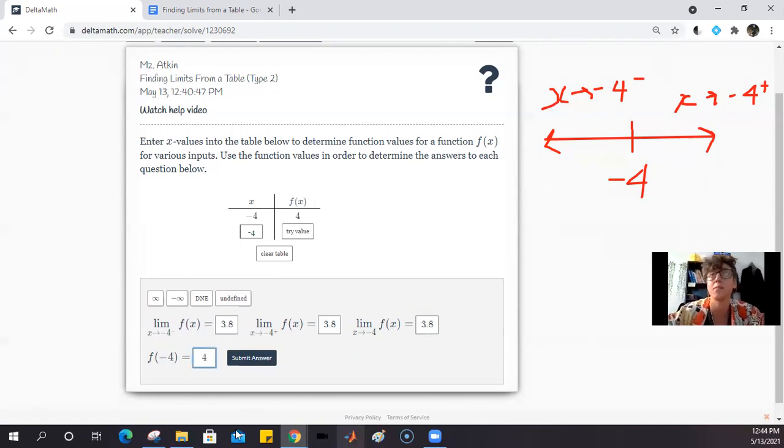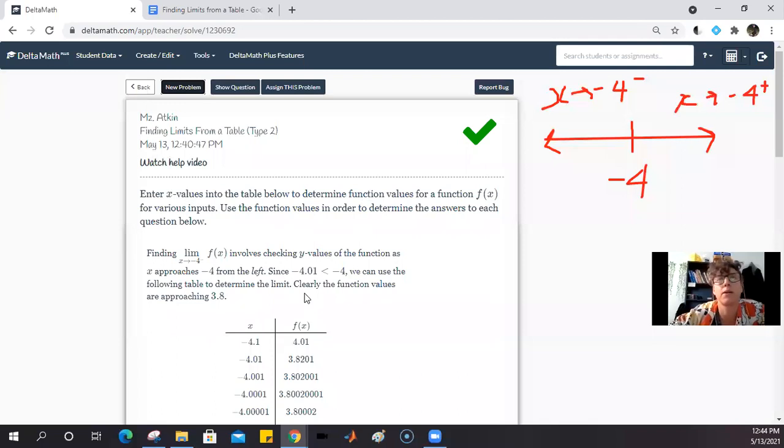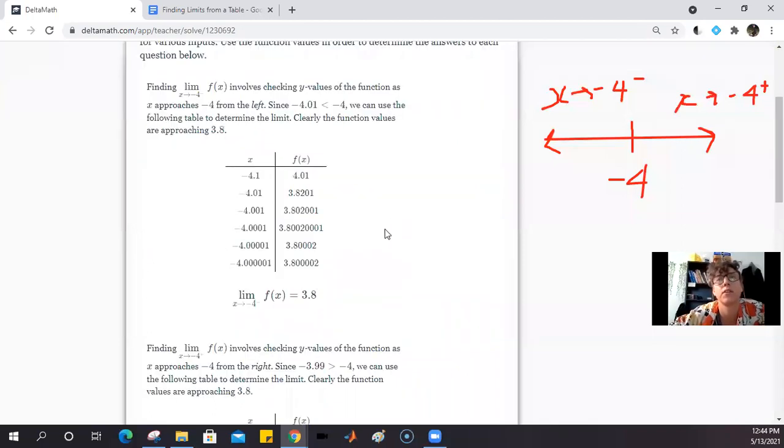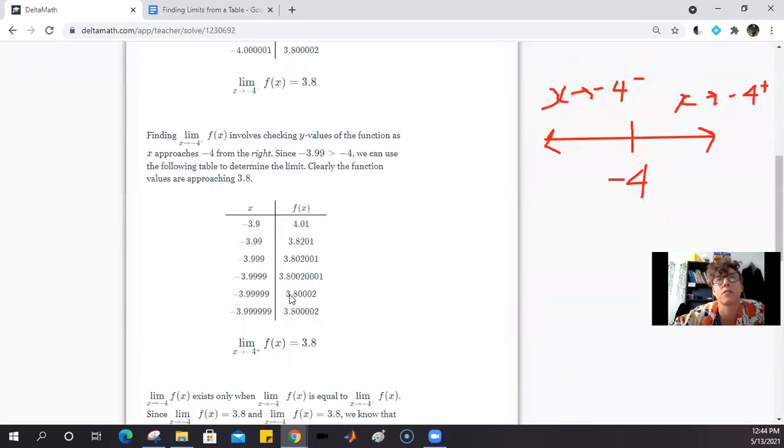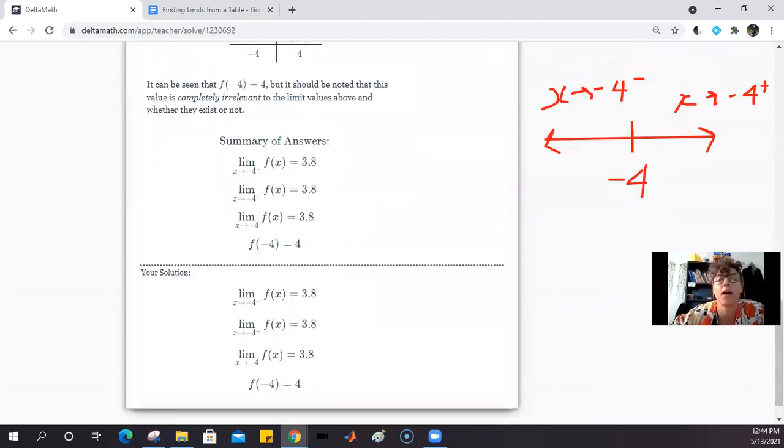That's totally different than our limit, which is okay. That can happen sometimes. All right, you guys ready? Feeling good, feeling great. Much better. Very good. Seeing all our answers. We did a great job. Fabulous.